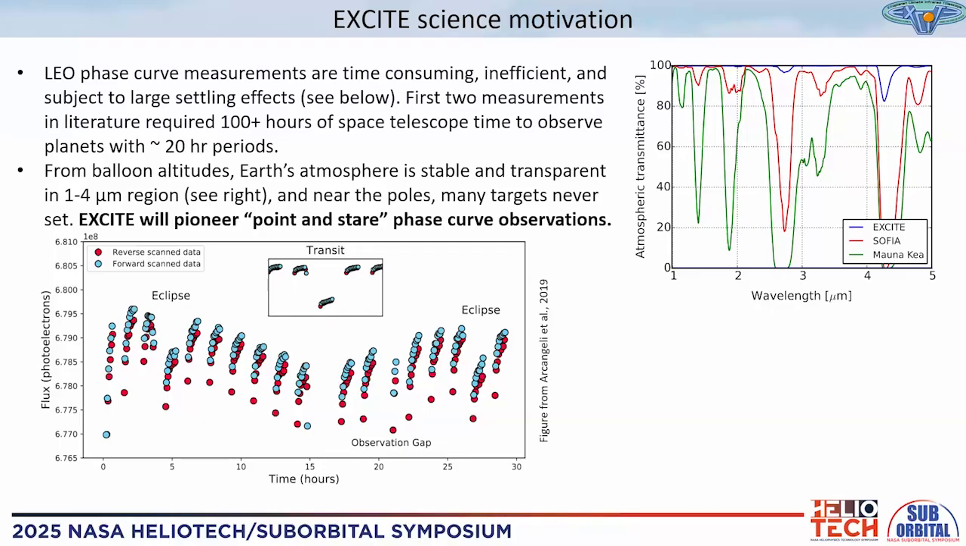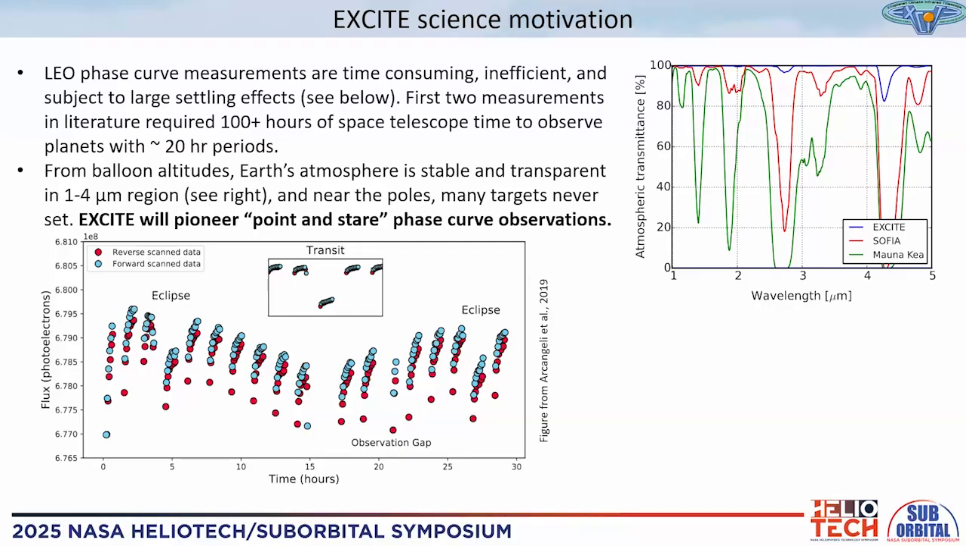So that kind of illustrates that even with a giant aperture in space, it's not a very good way to make the measurement, or not the ideal way. The other problem is that measurement took, I think it was about a 20-hour period planet, and it took over 100 hours of space telescope time to get that. So not only is it hard and difficult to reduce the data, but it's inefficient.